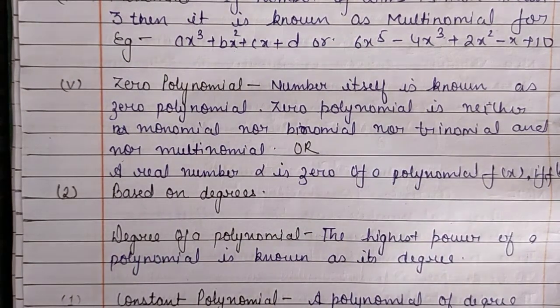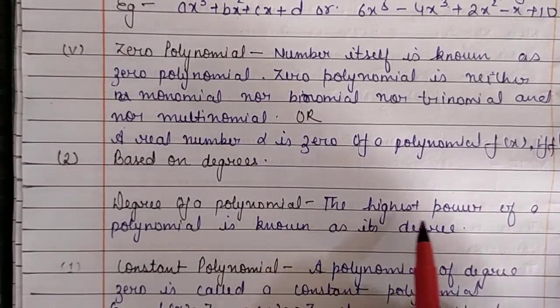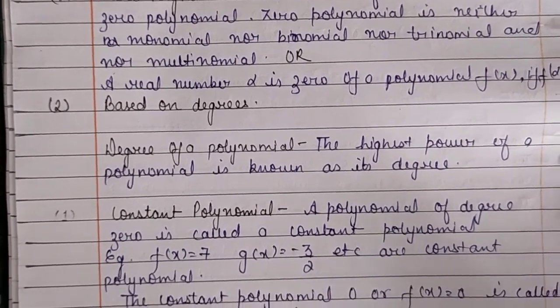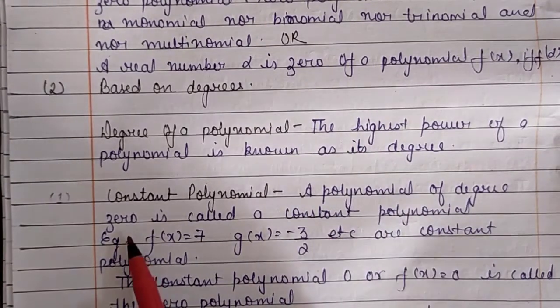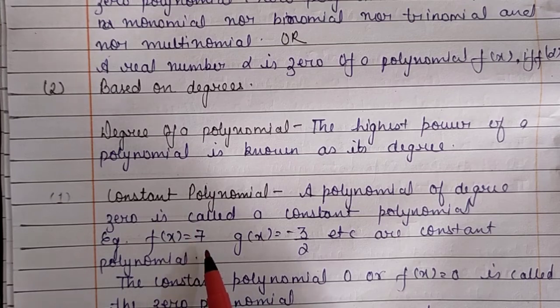Now the next one: polynomials can also be defined on the basis of their degree. What is the degree of a polynomial? The highest power of a polynomial is known as its degree. The first one is the constant polynomial. A polynomial of degree 0 is called a constant polynomial. For example, f(x) is equal to 7.